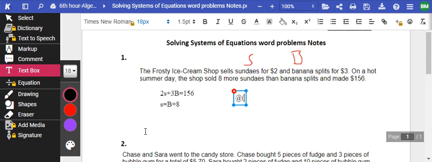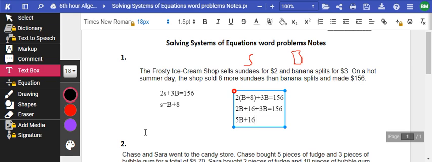So we're going to put 2 in parentheses, B plus 8, plus 3B equals 156. We're going to distribute, and we get 2B plus 16 plus 3B equals 156. 2B and 3B gives us 5B plus 16, so I combine like terms, equals 156.